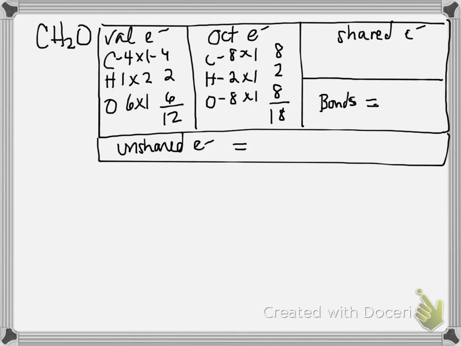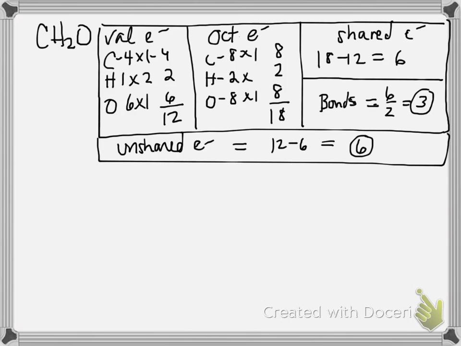So 18 octet electrons if everyone was satisfied. And 18 minus 12 means that they are sharing 6 electrons, which divided by 2 means we get a total of 3 bonds. If they have 12 and they're sharing 6, that means there are 6 unshared electrons here. I screwed up my math. I knew something was wrong.